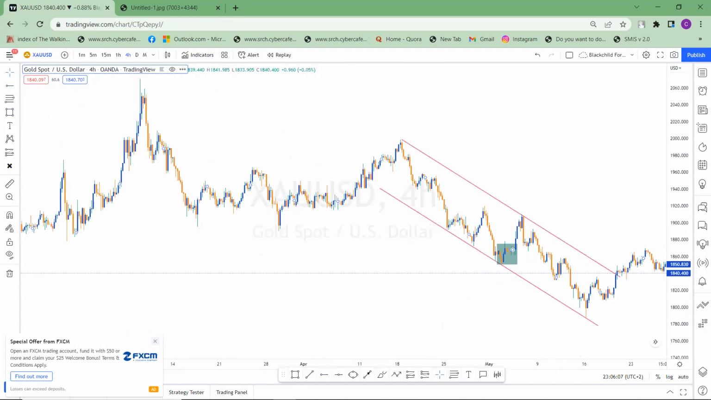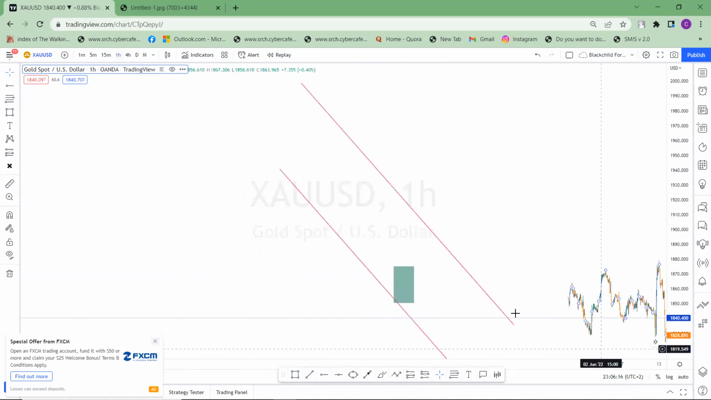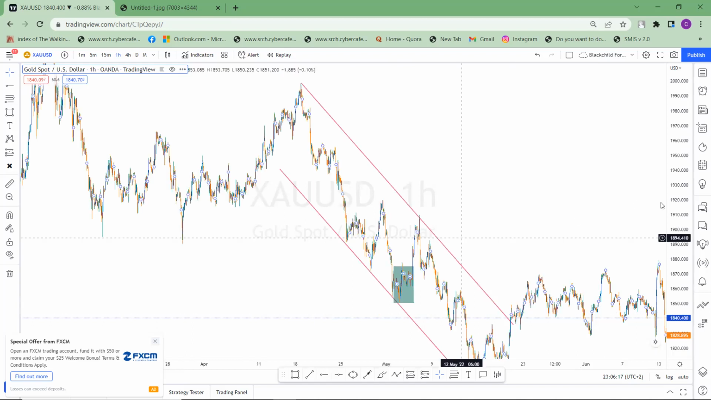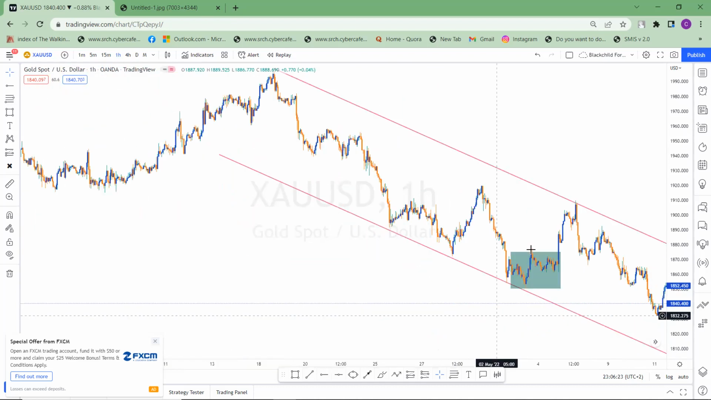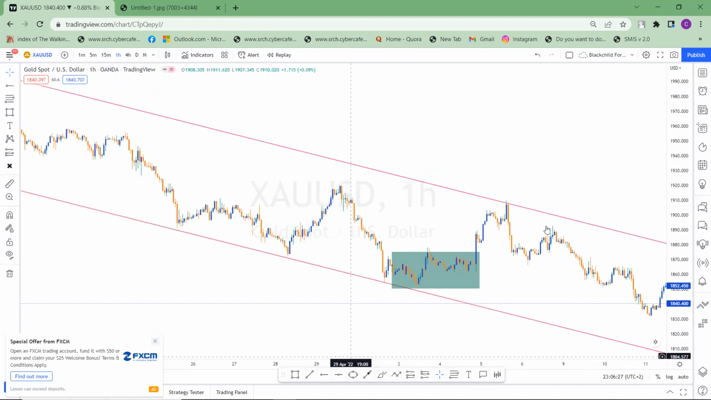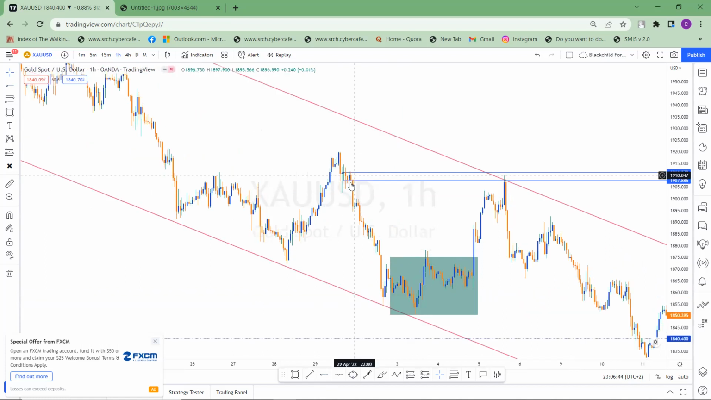I was looking at this area and I knew that, let me just go on a 1 hour so that it would make more sense. Okay, good. Then price was in this area, so I was looking for my supply zone where I would want to be to start selling. I identified this area and brought my stop loss like this. I was looking forward to price coming into this area.